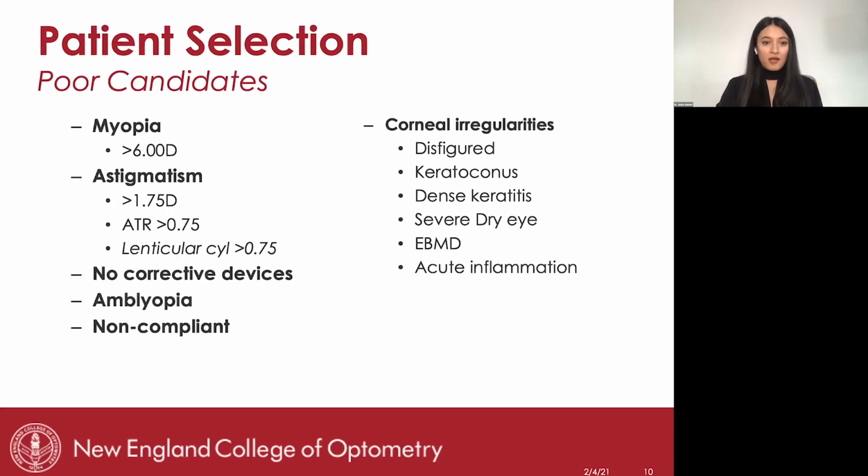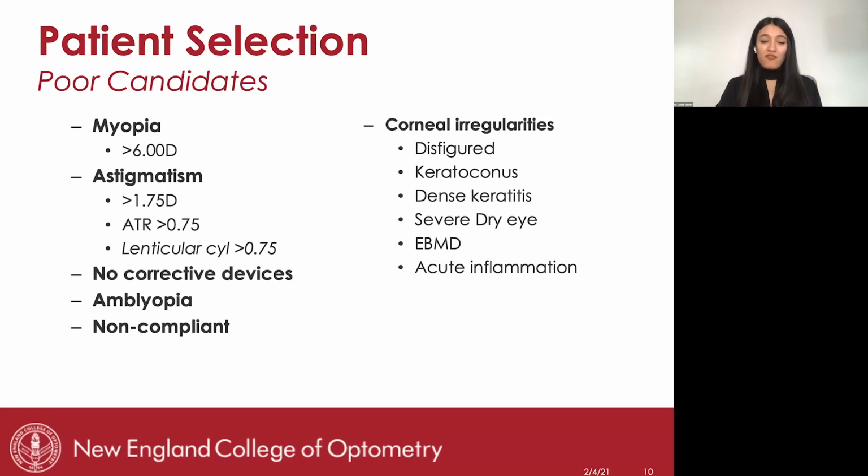So, poor candidates, I kind of alluded to this a little earlier as well. Anyone greater than 6 diopters, you can fit them off-label, past the FDA approval, but they tend to have poor results. They have smaller treatment zones. So a lot of times at night, they can have more glare, shadows, and things like that when the pupil is dilated. Anyone having greater than 1.75 diopters of astigmatism, or against-the-rule astigmatism that's greater than 0.75, tends not to be a great candidate as well.